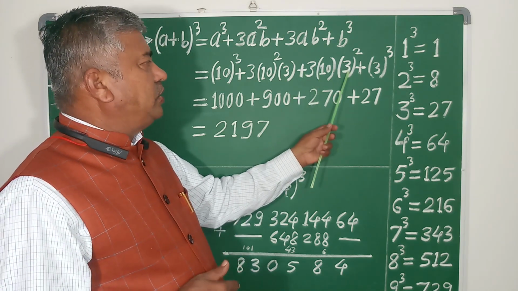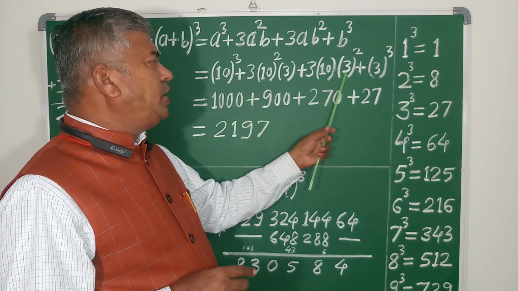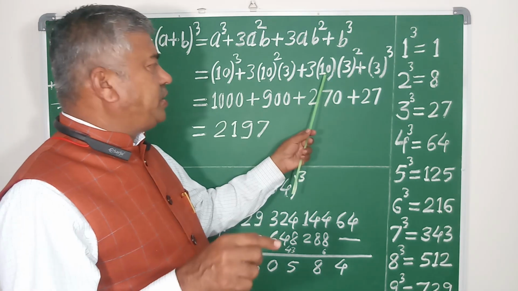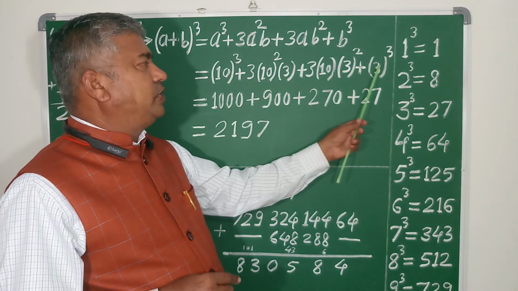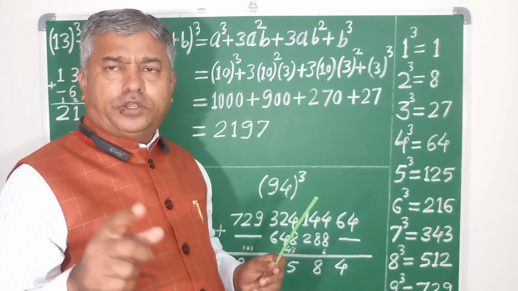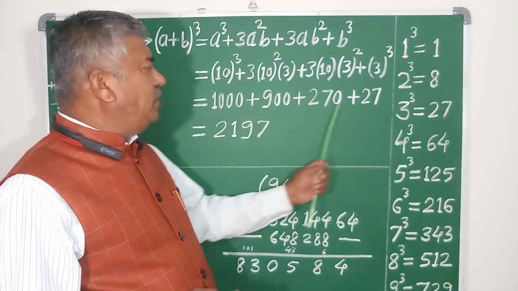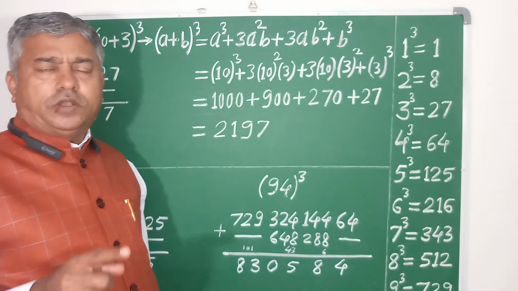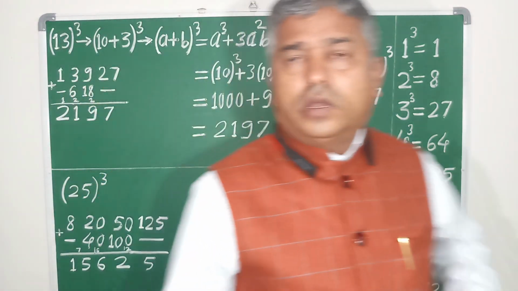this is again square of 3, that is 9. 9 into 10, that is 90. 90 into 3, 270. Plus 3 cube, that is 27. 3 into 3 into 3, that is cube, 27. By adding these all, we are getting 2197. And this is the answer.